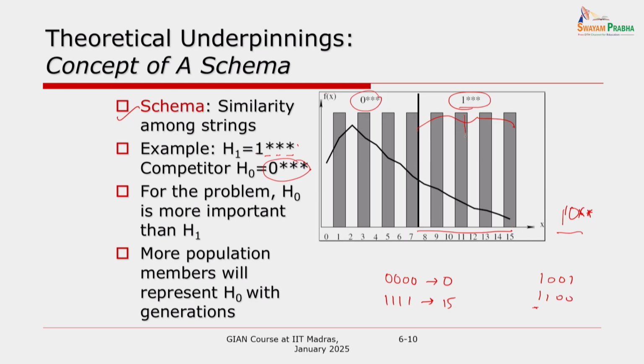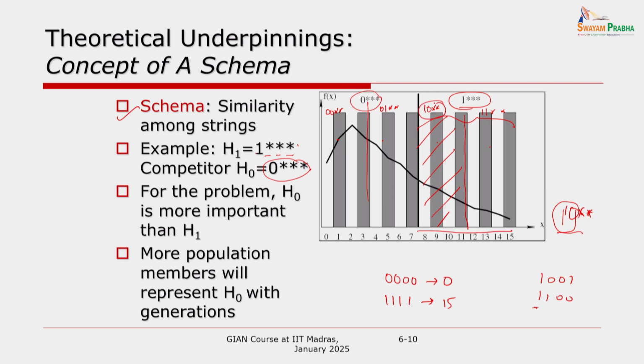Yeah, so this part here is 1 0 star star. What are its competitors? This one, 1 1 star star. Is that all? No, there are 2 more: 0 0 star star, 0 1 star star. Because when you have these 2 bits, I can have 4 options. So these are the 4 regions. Okay, same width, 4 regions are 4 different schema.